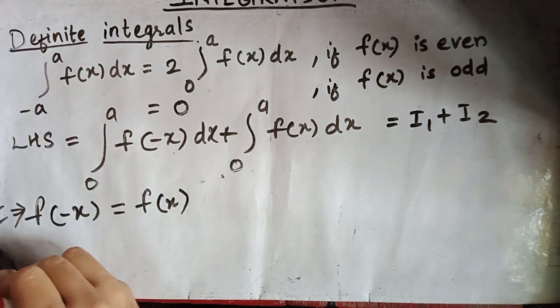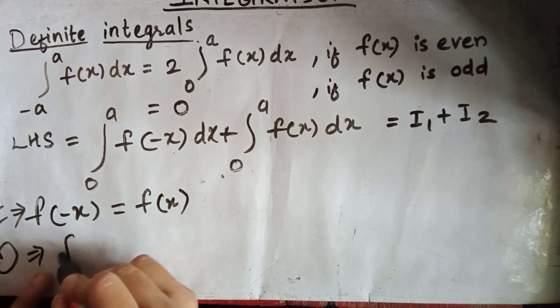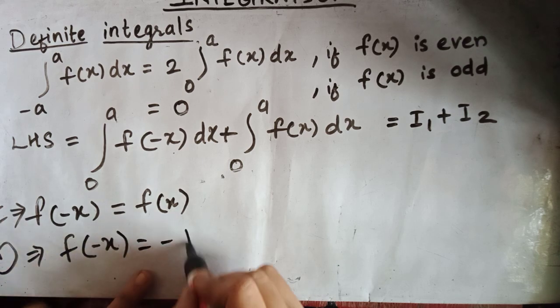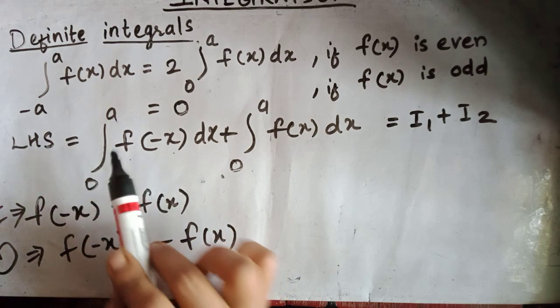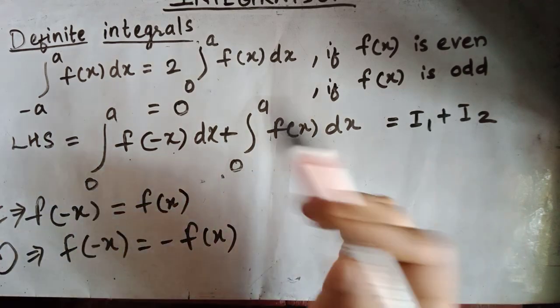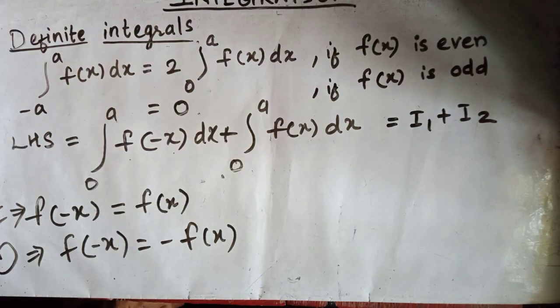When the function is odd, f of minus x will be equal to minus f of x. So this will be minus f of x, and minus f of x plus f of x gives you 0. So this is proved.